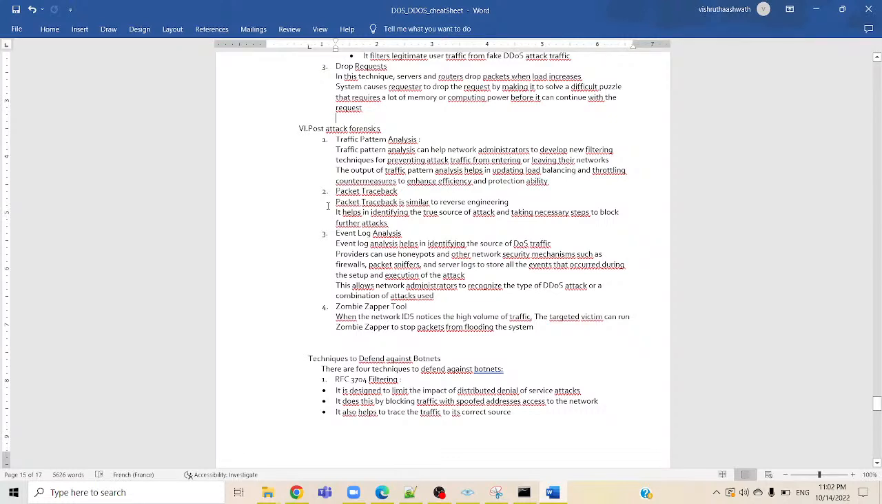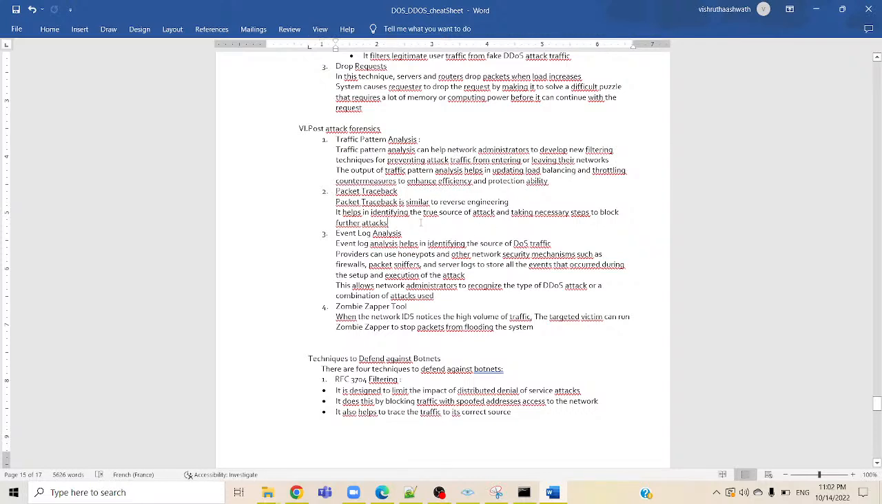Post-attack forensics. Traffic pattern analysis. Traffic pattern analysis can help network administrators to develop new filtering techniques for preventing attack traffic from entering or leaving their networks. The output of traffic pattern analysis helps in updating load balancing and throttling. Packet traceback. Packet traceback is similar to reverse engineering.